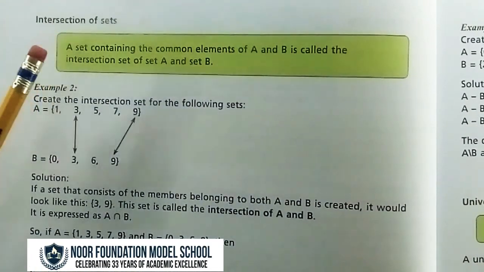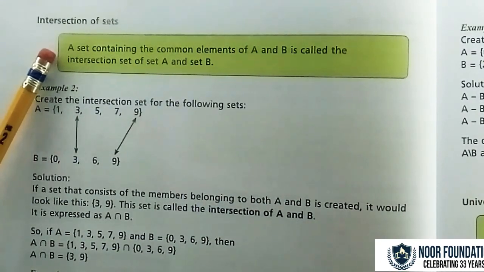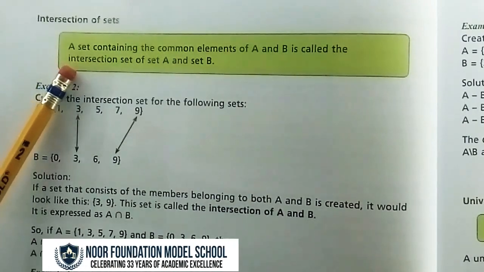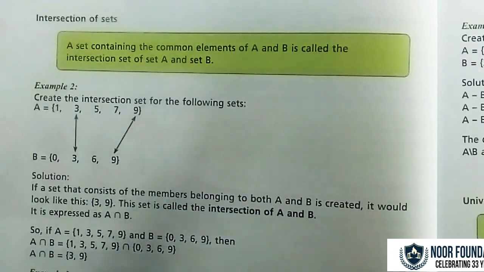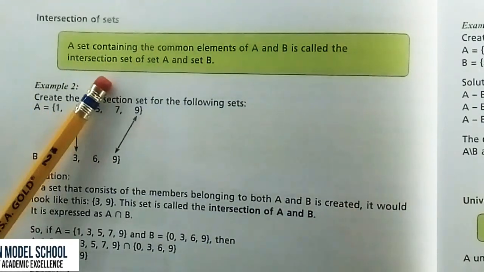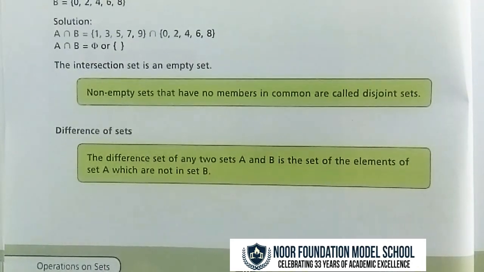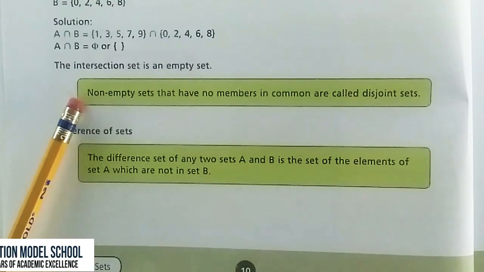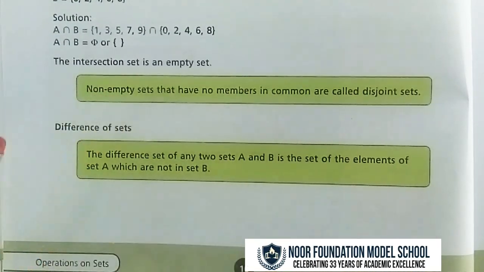Intersection of sets. A set containing the common elements of A and B is called the intersection set of set A and set B. So in intersection, we have to write the elements that are present in both the sets, same in both the sets. Non-empty sets that have no members in common are called disjoint sets.